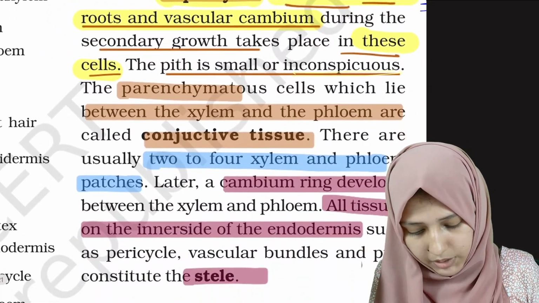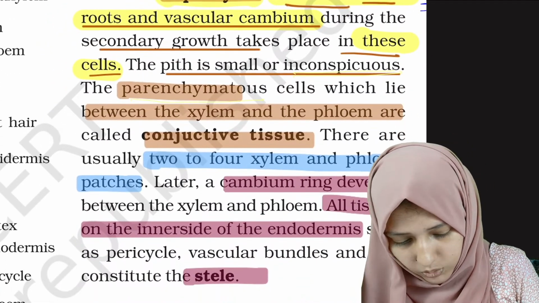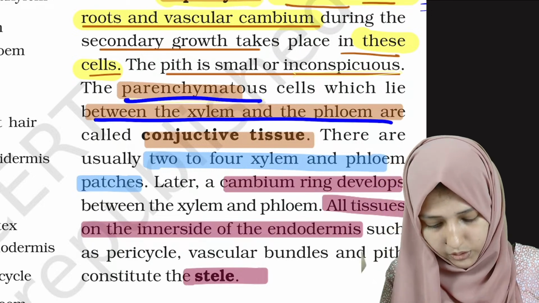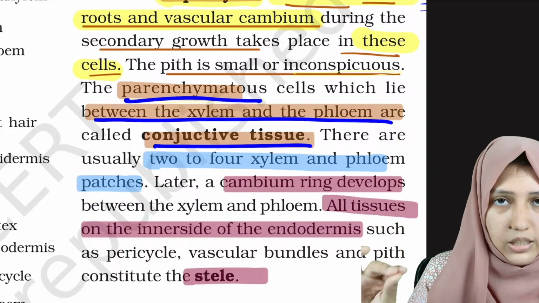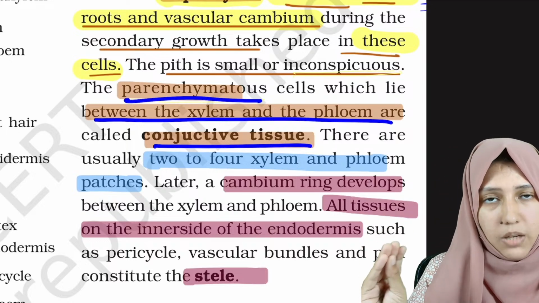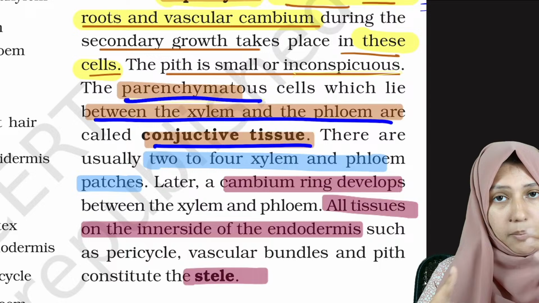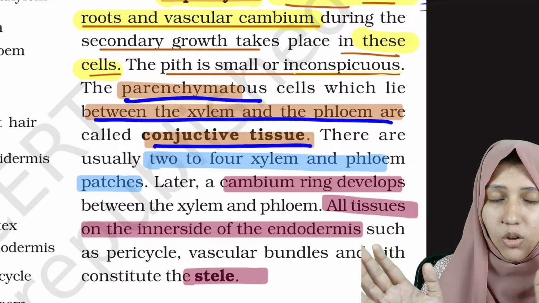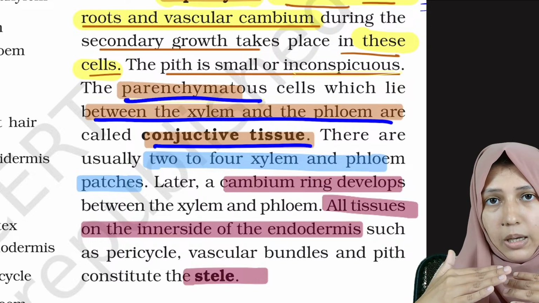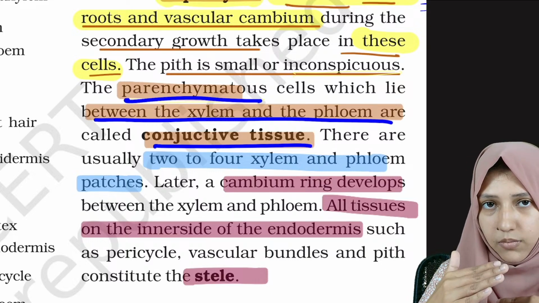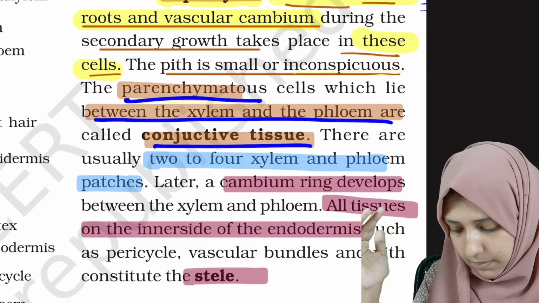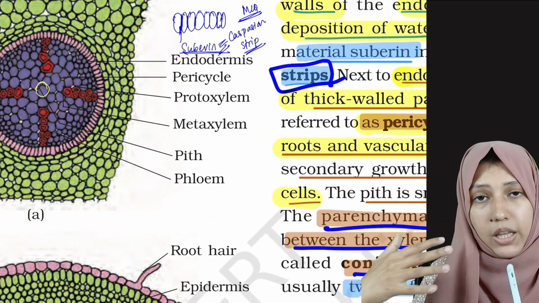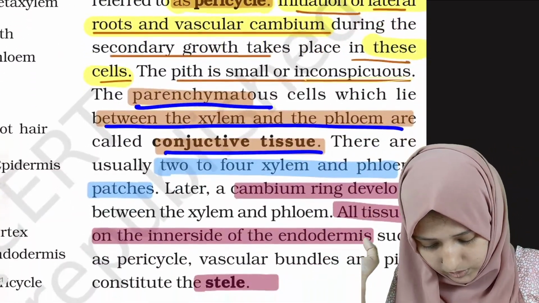Now the parenchymatous cells which are present between the xylem and phloem are conjunctive tissue. So what is conjunctive tissue? The parenchyma cells which are present between the xylem and phloem. They are not the cambium. Here some parenchymatous tissue is arranged between xylem and phloem. They are known as conjunctive tissue.